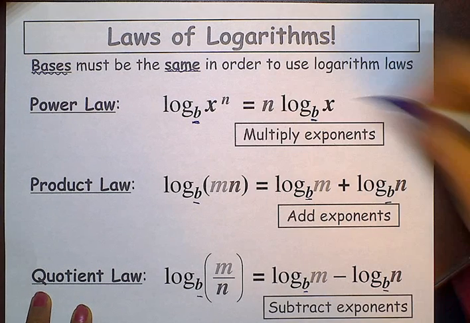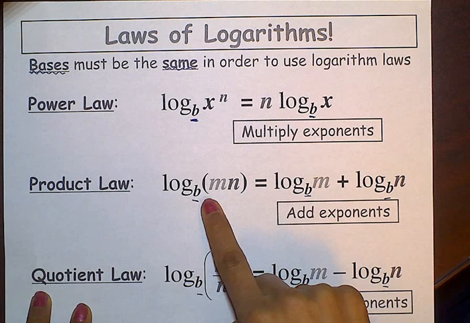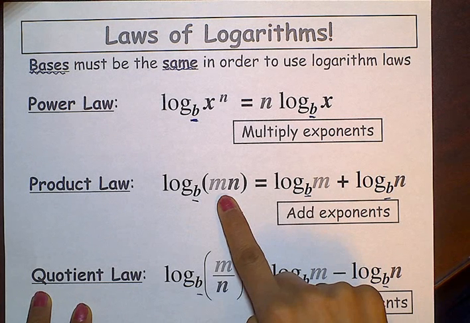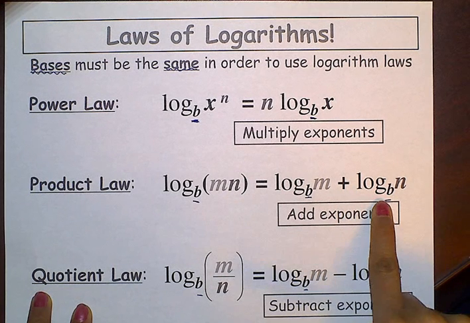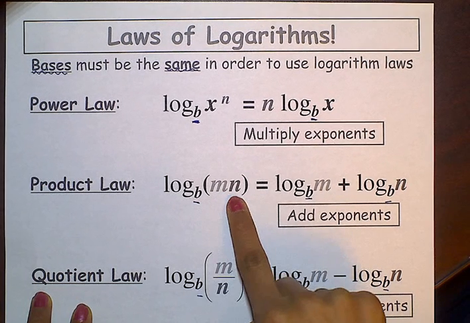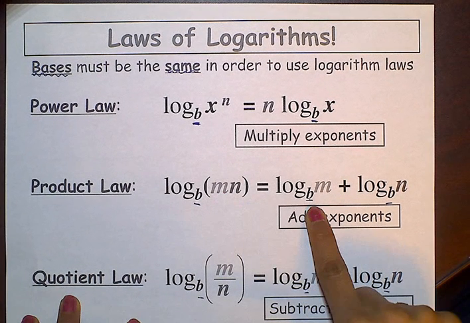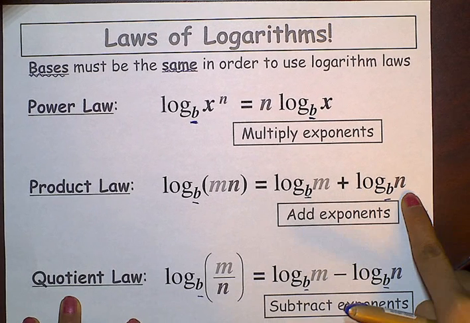For our product law, if I'm taking the log of my product, that is going to equal the sum of my two logs with the exact same base. So that's log base b of mn equals log base b of m plus log base b of n. And my last law is called the quotient law.